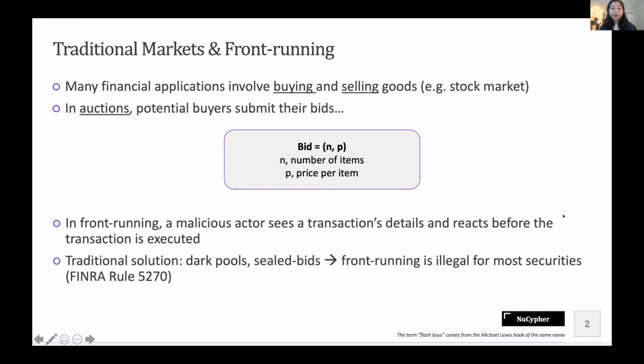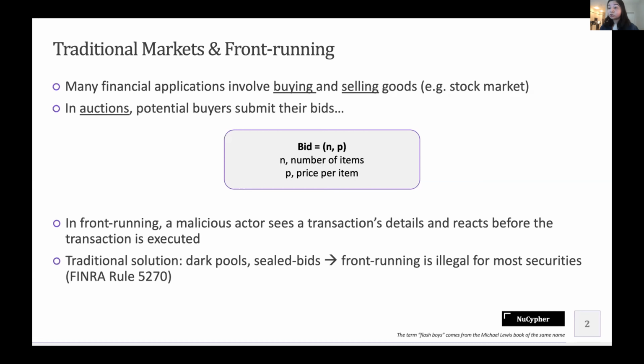In auctions, potential buyers submit their bids, where a bid consists of at least two pieces of information. You need to know the number of items someone's interested in purchasing and the price per item they're willing to pay. So what is front running? Front running consists of some malicious actor seeing a transaction's details, and this malicious actor reacts before this transaction is executed.